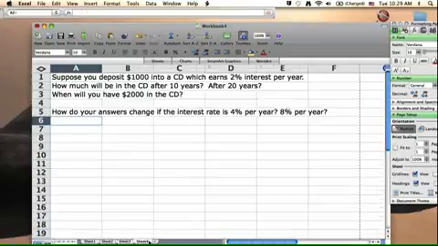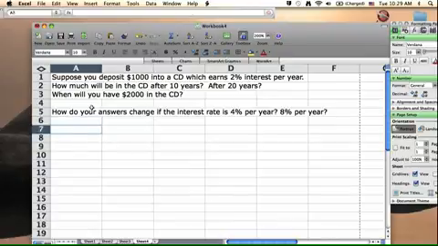Alright, another example. This is an example I did in a video a while ago. Suppose you deposit $1,000 into a certificate of deposit, a CD, which earns 2% interest per year. How much will be in the CD after 10 years, after 20 years, and when will you have $2,000 in the certificate of deposit? I'm also wondering how our answers change if the interest rate is 4% per year or 8% per year.